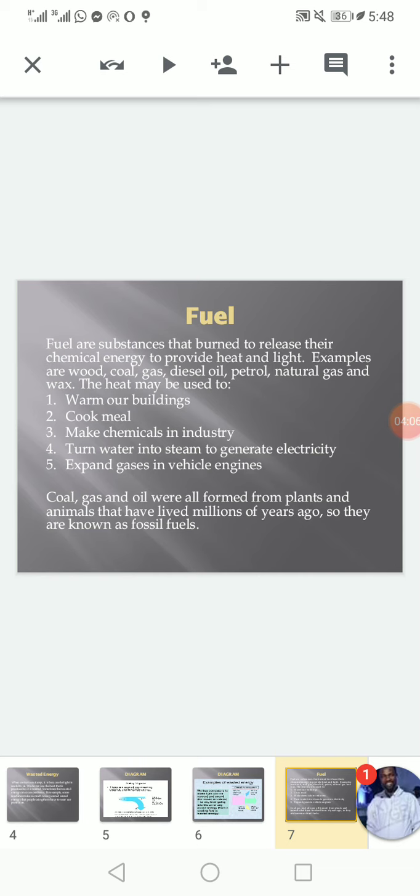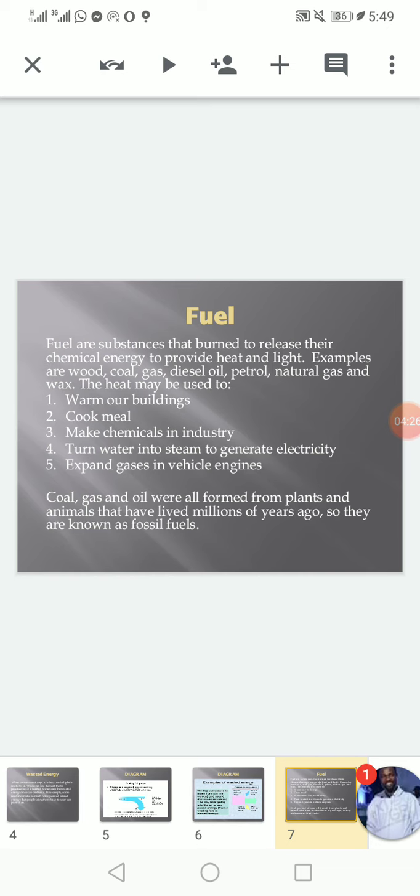And what do we use fuel for? We use it to warm our buildings, cook meals, make chemicals in the industry, turn water into steam to generate electricity, and expand gases in a vehicle engine. These and many more are what we use fuel for.